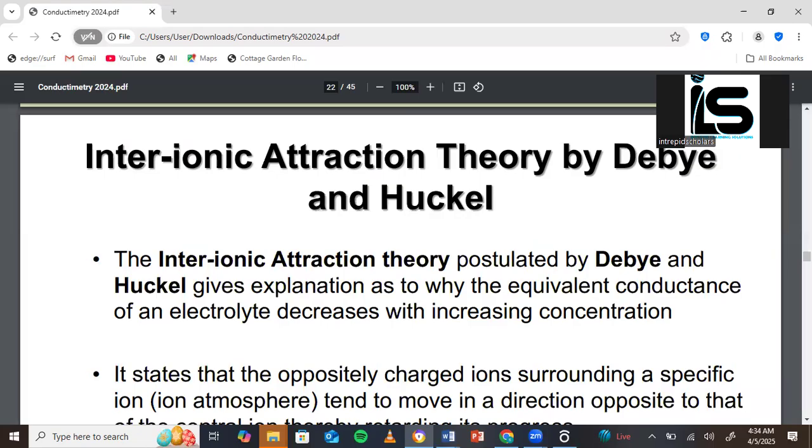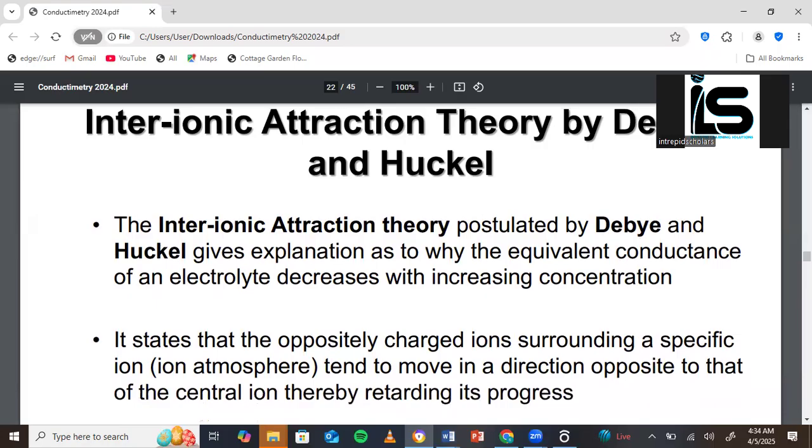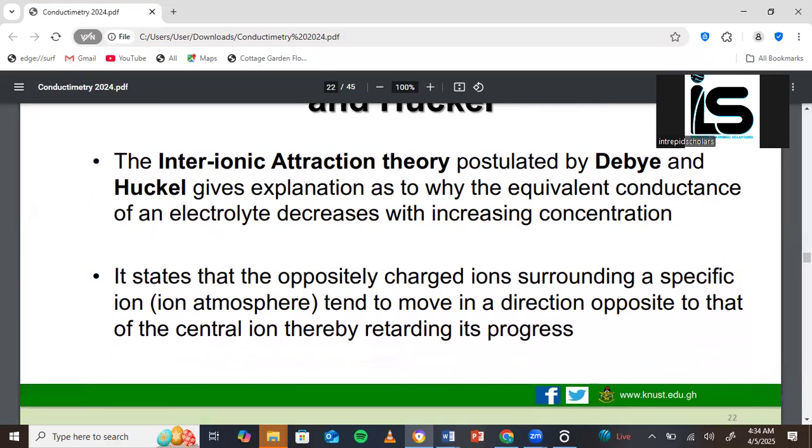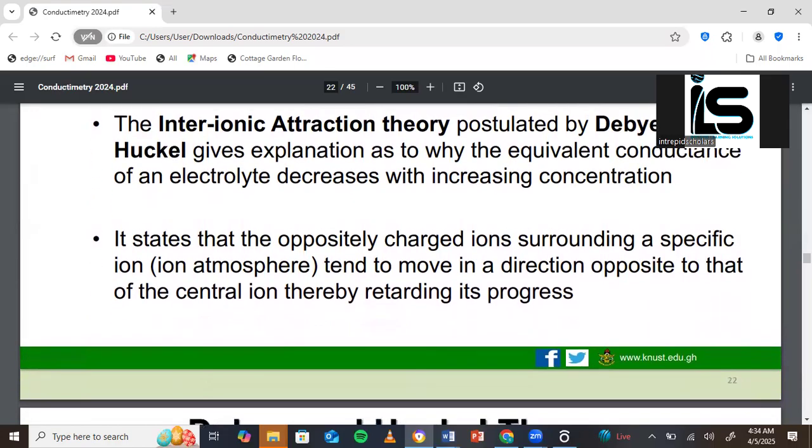So let's read. The inter-ionic attraction theory postulated by Debye-Huckel gives an explanation as to why the equivalent conductance of an electrolyte decreases with increasing concentration. It states that oppositely charged ions surrounding a specific ion, that's the ionic atmosphere, tend to move in the opposite direction to the central ion, thereby decreasing the tendency.